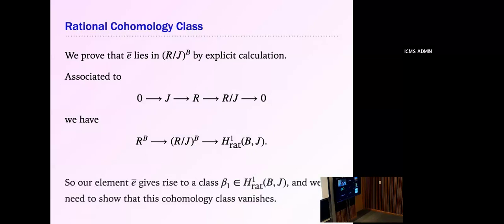Okay, so our element E, which as Julia explained, we prove that it lives in here. So the first thing is an explicit computation, and you prove that it's invariant under the Borel. So it gives rise to a class in the rational cohomology. And you want to show that class vanishes because that means it's in the image of this map. So how do we show this class in H1 vanishes?